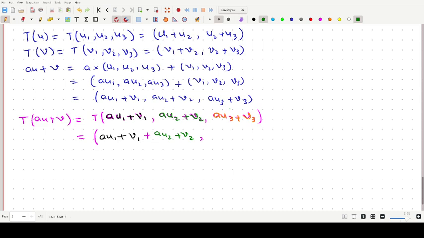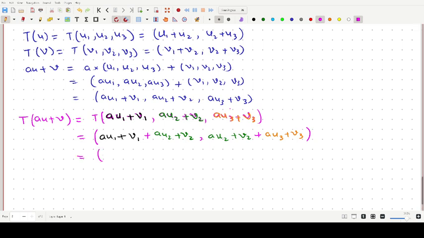Then we give the comma now. The second coordinate is the second coordinate from the previous vector, that is AU2 plus V2, and then we add that with the third coordinate of the input vector, which is AU3 plus V3, right? So I hope that this representation over here is clear.